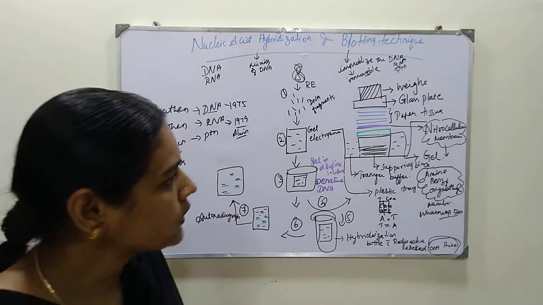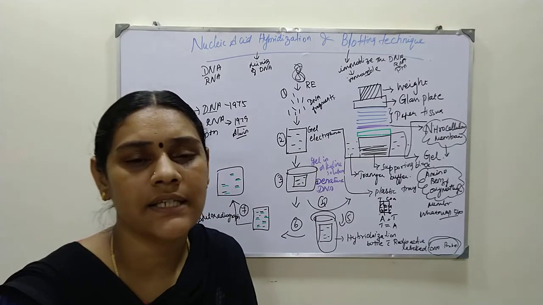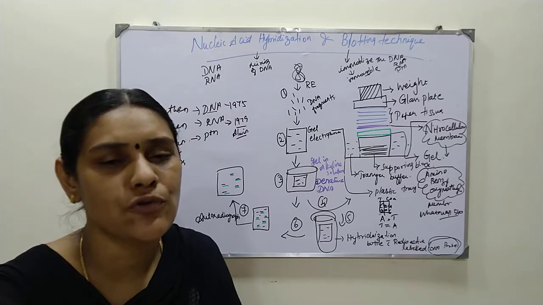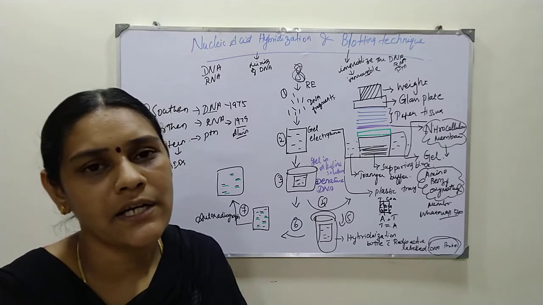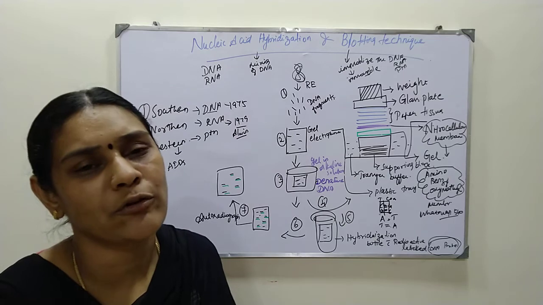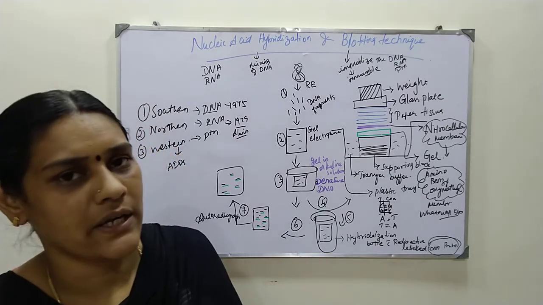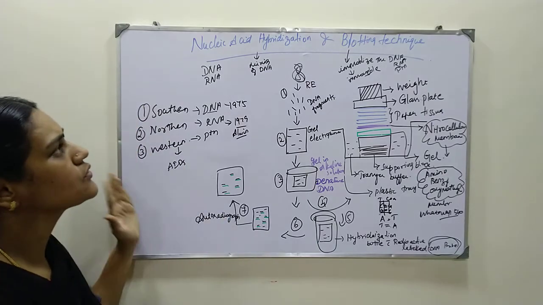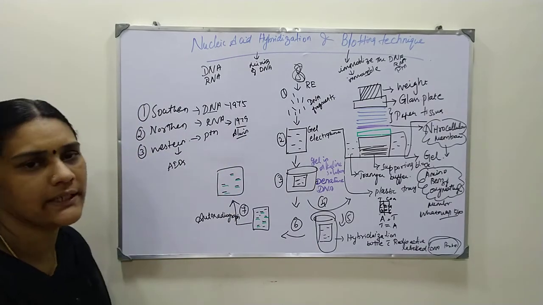And what is ELISA? You should know. ELISA is a technique, the enzyme linked immunosorbent assay. It is a technique mainly used to identify different kinds of pathogens, plant pathogens and viruses. We can identify them by this method. Okay, that's all about nucleic acid hybridization and the blotting technique.